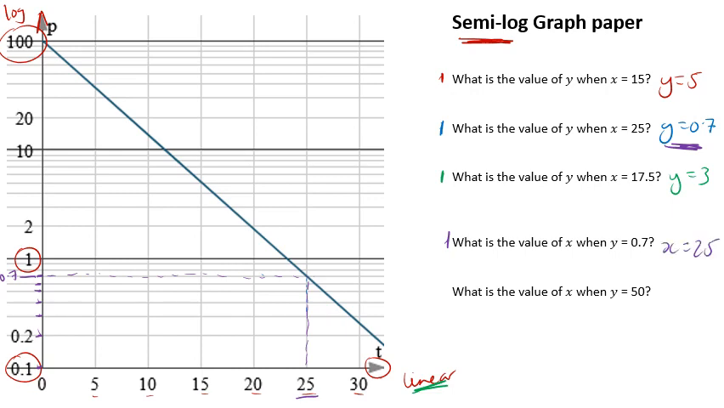Hopefully I've done a better job with this next example. What's the value of x when y is 50? So we're looking here between 10 and 100. So 20, 30, 40. This one is 50. We follow it across the line.